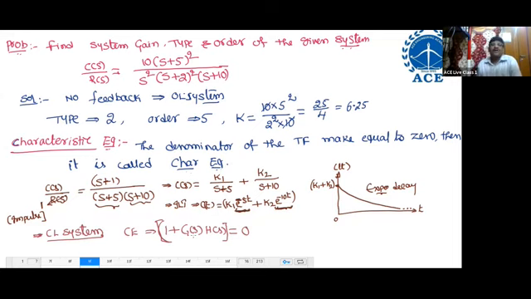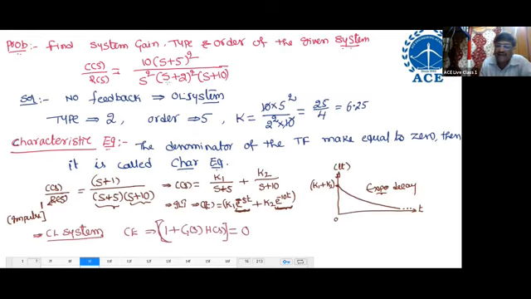For an open loop system, simply make the denominator of the open loop transfer function equal to 0. Then you will get the characteristic equation of the open loop system. That's all. Okay. For a closed loop system, 1 plus GH, or the denominator of the closed loop transfer function, is called the characteristic equation of the closed loop system. Okay? Next. The roots of the characteristic equation are poles.